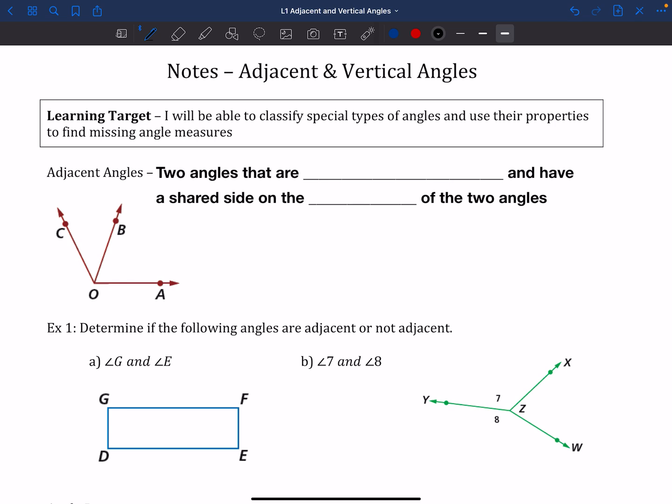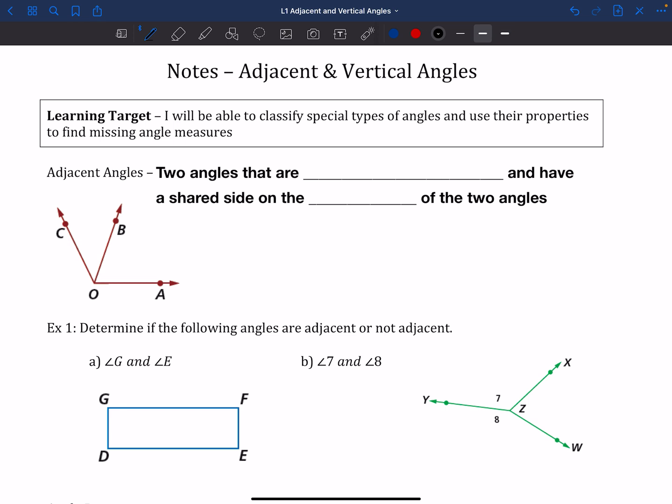Hello. So today we're going to start talking about angle relationships, right? We're going to start that off with adjacent and vertical angles. As we mentioned a little bit in our first unit, we're going to be talking about different types of angles and their properties, and we're going to be able to use that to find missing angle measures. So the first thing we're going to do is talk about adjacent angles.